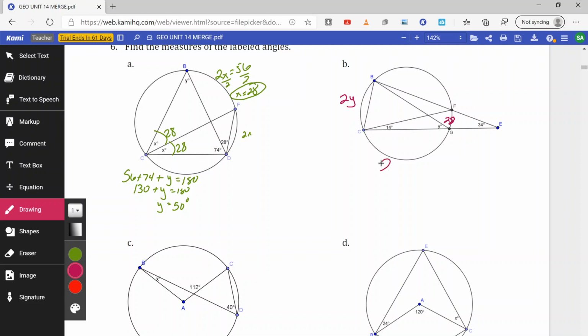So double y is equal to 2y. So the angle measurement, I have to double the angle measurement. So 68. So if I divide by 2, y is going to be 34.